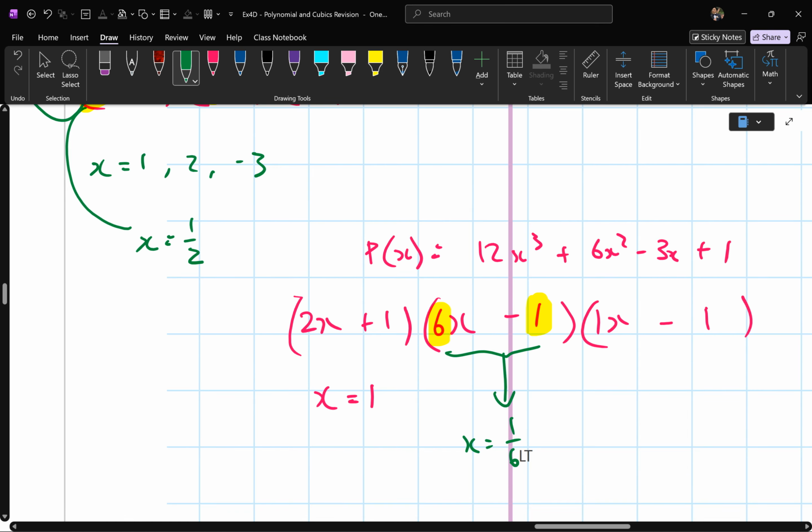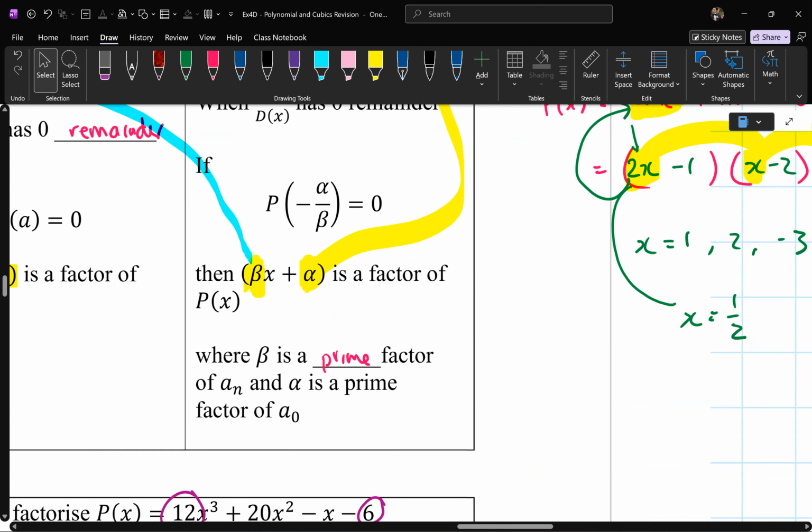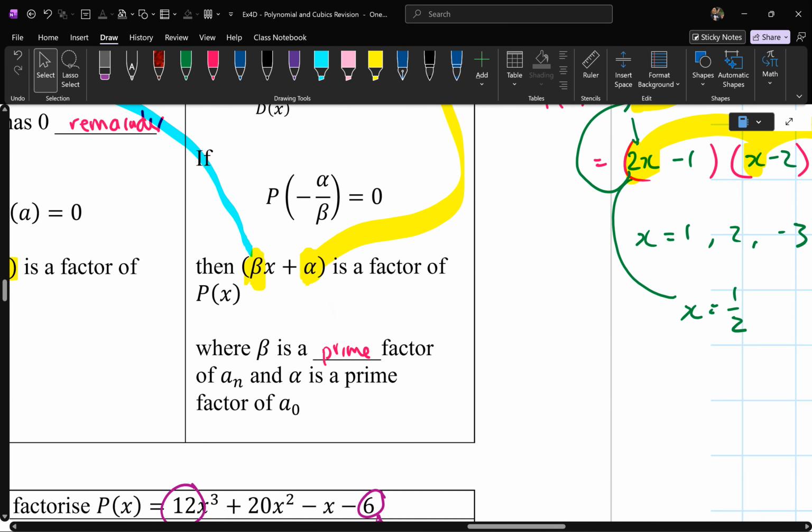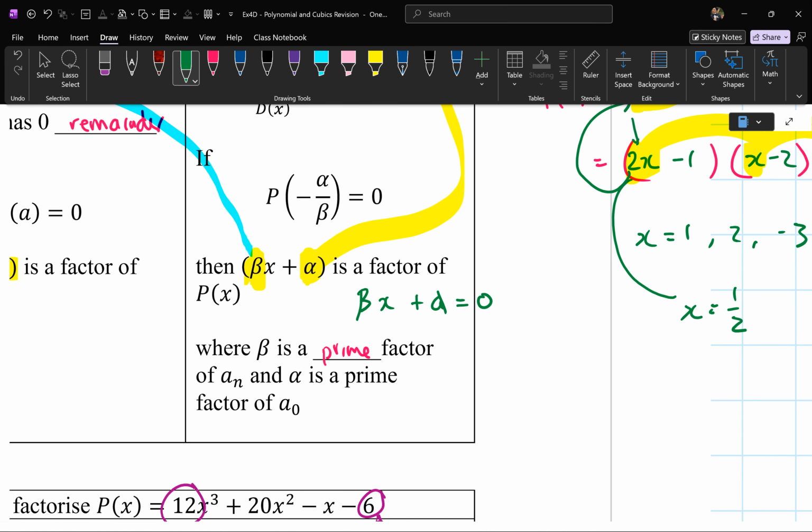But how'd you do that? You move the constant across and divide it by 6. That's what this is doing. You see that? This is your constant. If I asked you to do bx plus alpha equals 0, and I said solve for x, you would have moved alpha across, and that's what you'd get. But this is clearly the factors of the constant, and this is the factors of the coefficient of the leading term.